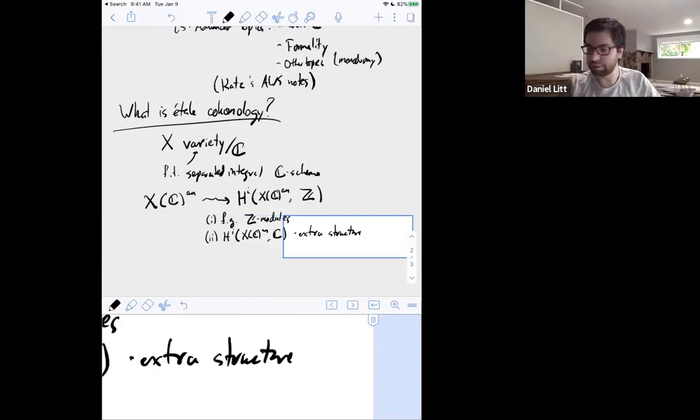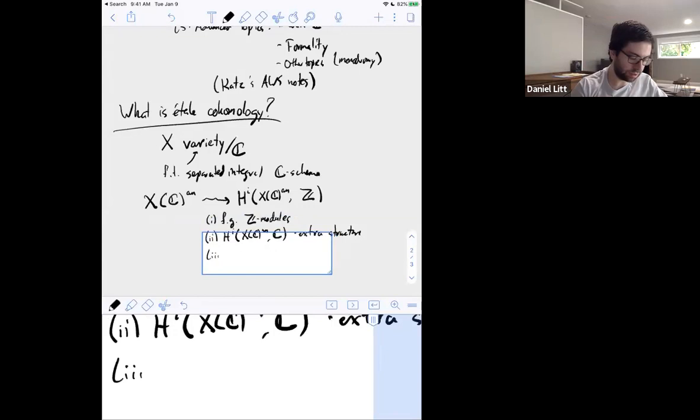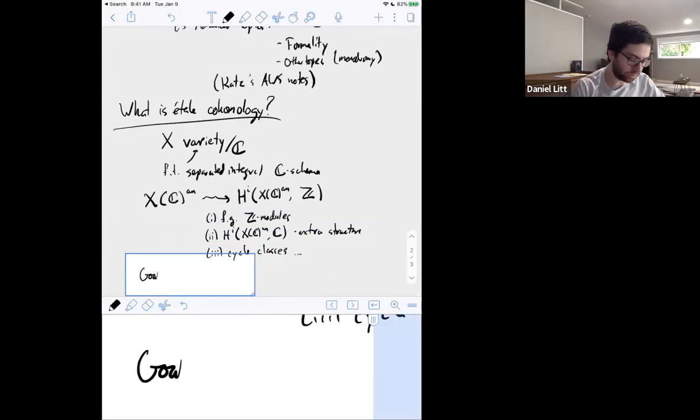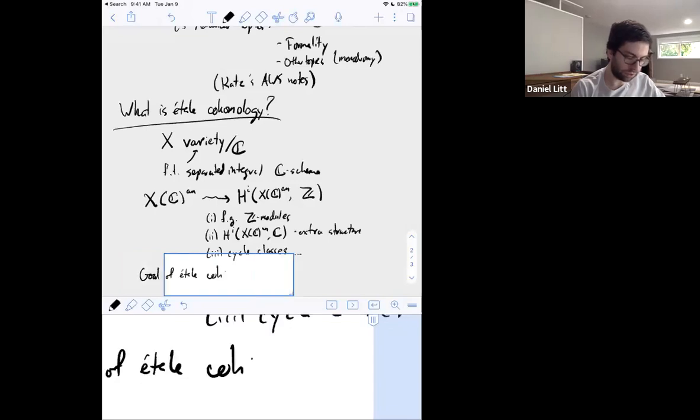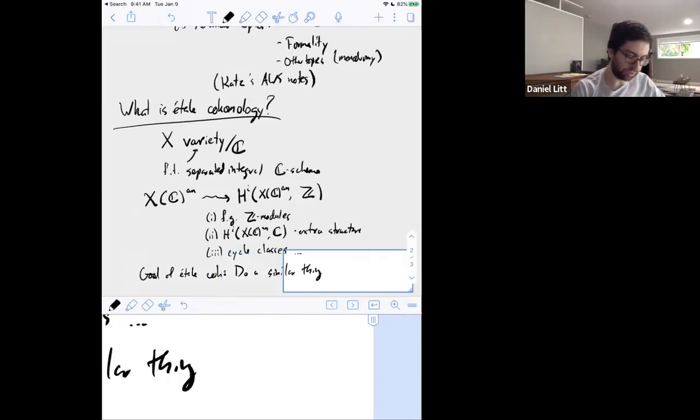And likewise, Etale cohomology is going to have some extra structure on them. And then there's a lot of nice features. So there's cycle classes. If you have a subvariety of X, you can sometimes associate to it a class in cohomology. Okay, and so forth. Okay, so the goal of Etale cohomology is to do a similar thing for much more general, nice schemes.